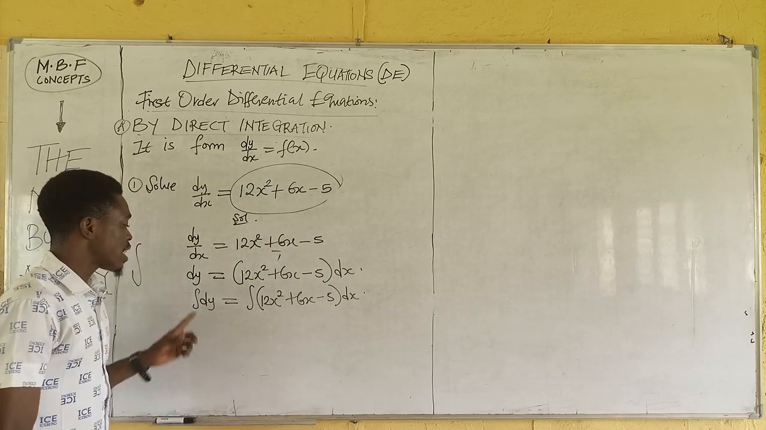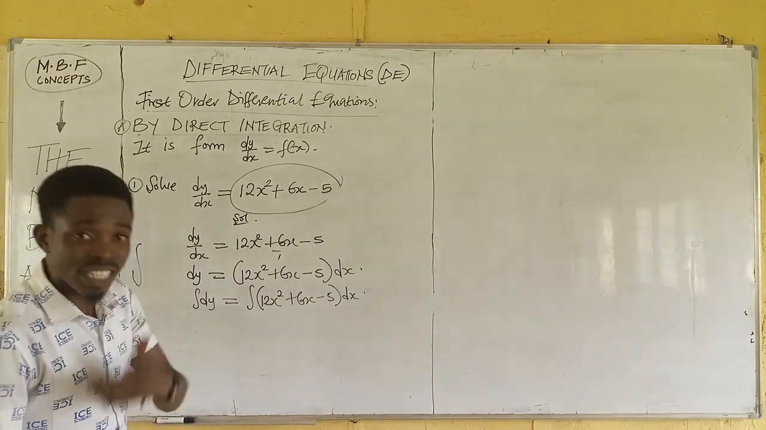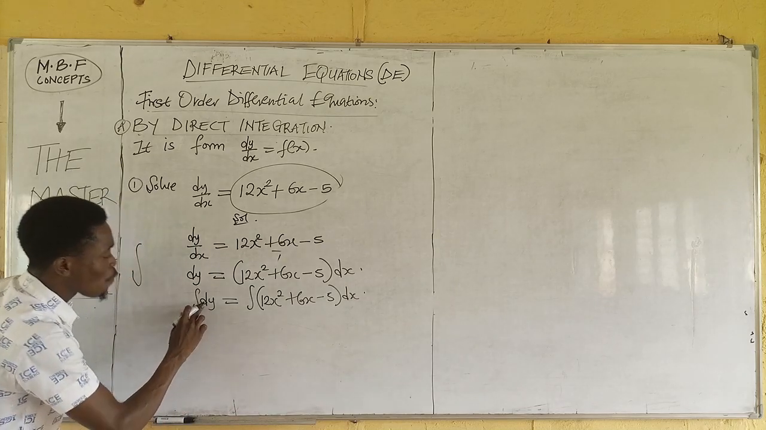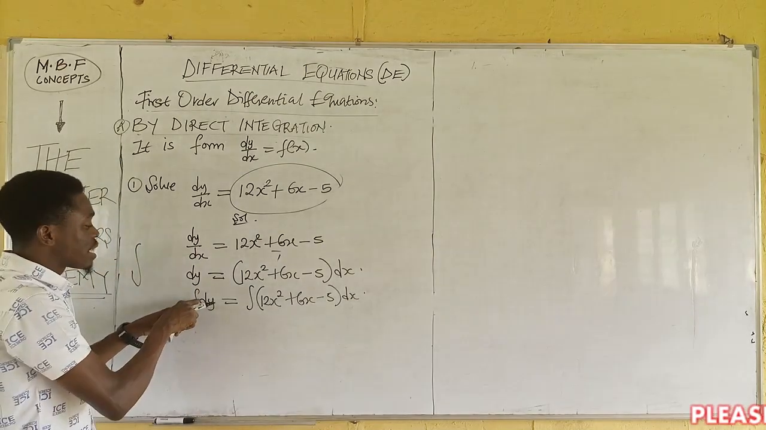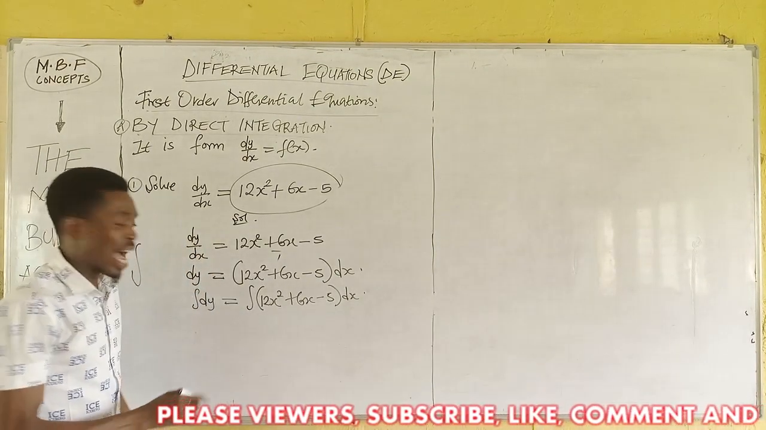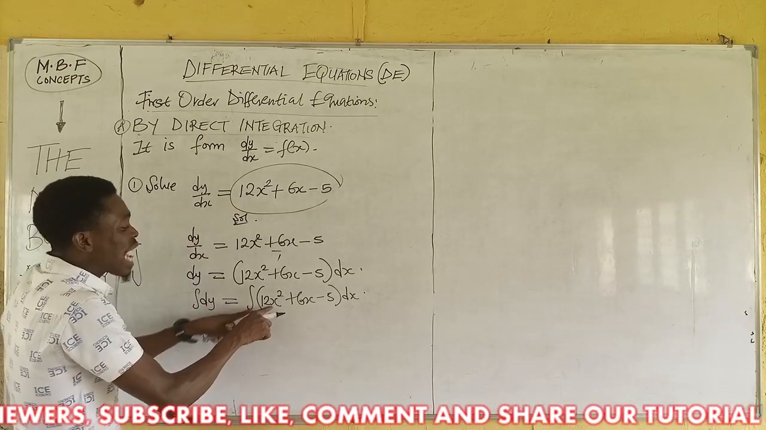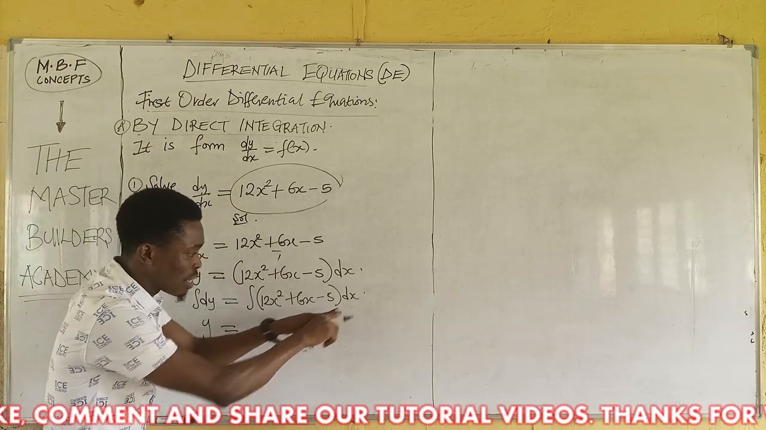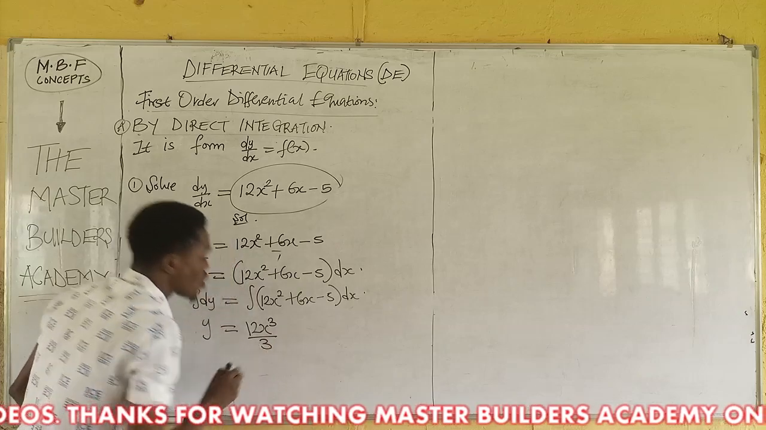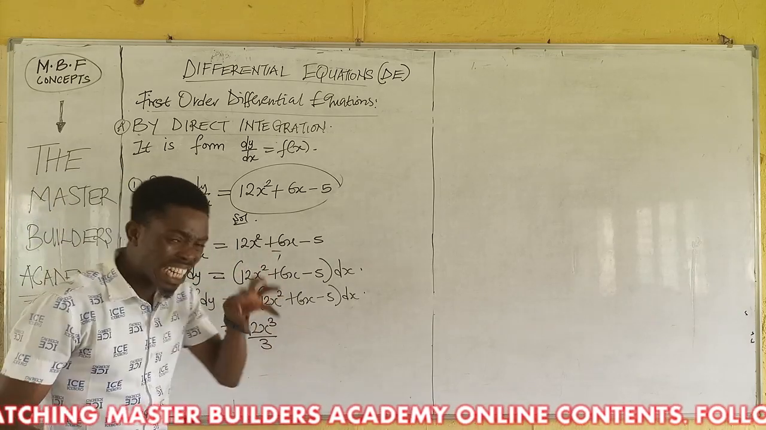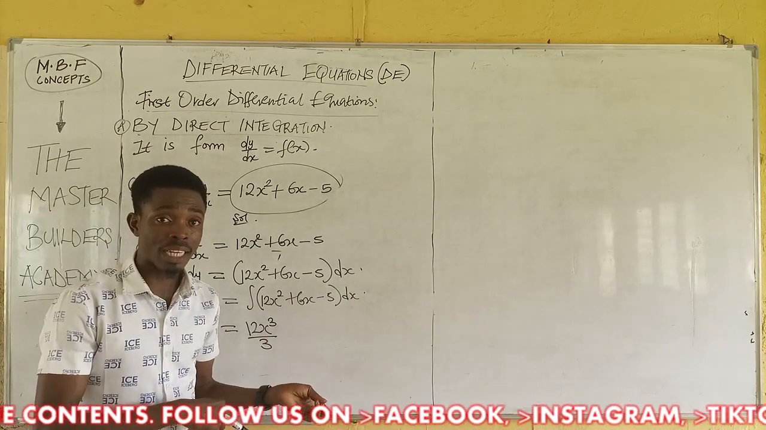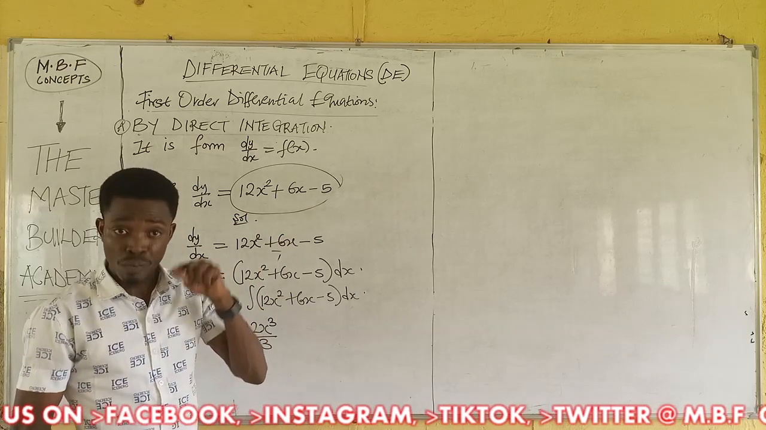Now the next thing I'm going to do is integrate. So understand that this is integral of 1 dy. I'm going to be integrating this 1 here as a coefficient with respect to y. So when I integrate 1 with respect to y, I am going to have y here. And when I integrate 12x squared with respect to x, guys, I'm going to have 12x raised to power 3 over 3. Understand that in integration, you increase the power of x. But for differentiation, you reduce the power of x by 1. And in integration, you increase the power of x by 1.